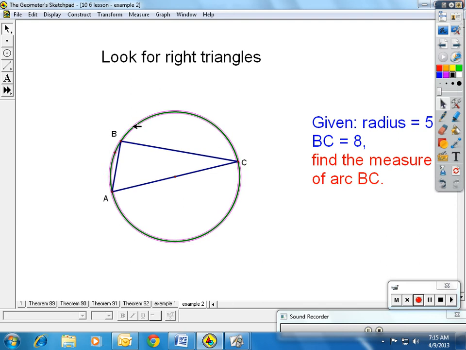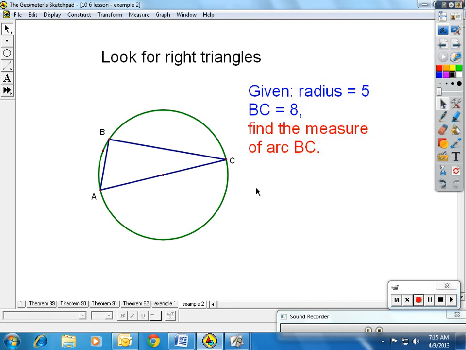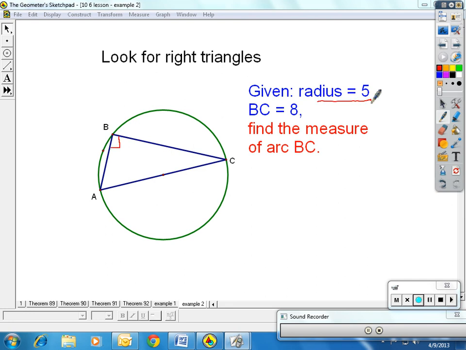Here I mentioned look for right triangles. We've studied a lot of right triangles. So here I've got a semicircle that a triangle is inscribed in. Well, we know that's a right triangle from the lesson today. It's got to be a right triangle. We are given that the radius is 5, so that means the diameter is 10. We're given that BC is 8. This is a what? Look for your Pythagorean triples. 6, 8, 10 triangle. It says find the measure of arc BC. Find the measure of this arc right here.